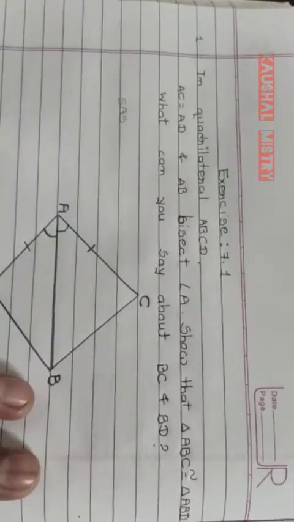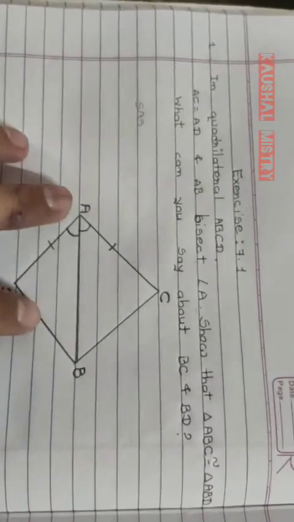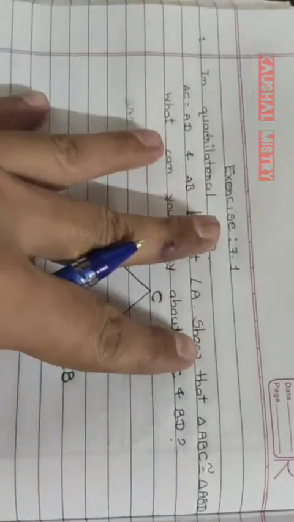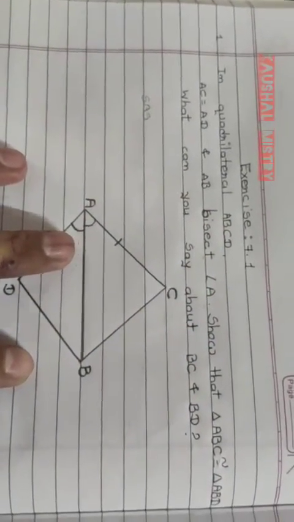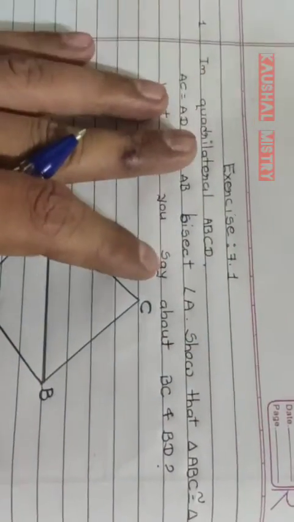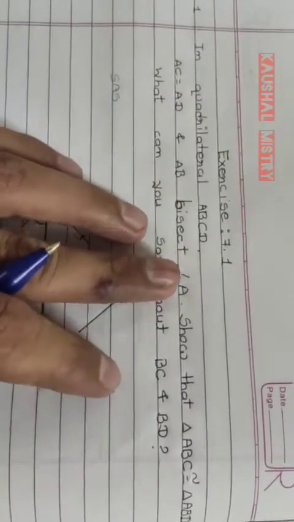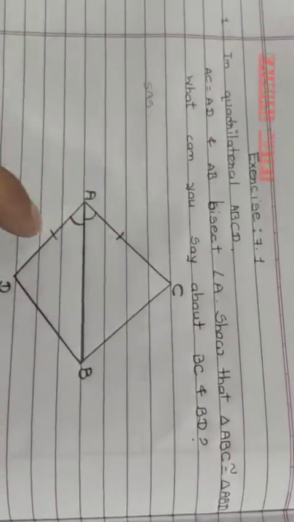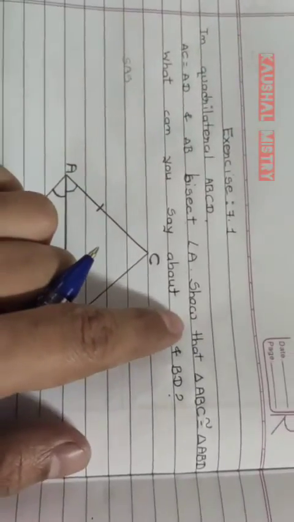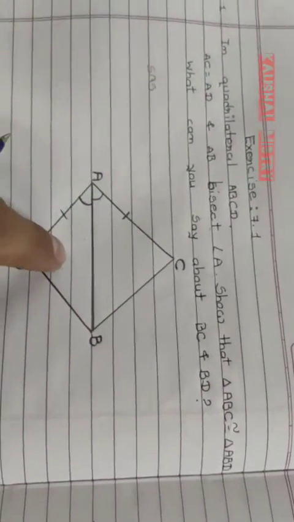We have discussed the theorem SAS congruence rule and ASA congruence rule. Using these two theorems, we are going to discuss the sum where these two theorems can be applied. Now we can see that in quadrilateral ABCD, AC is equal to AD and AB bisects angle A. We have to prove that triangle ABC is congruent to triangle ABD.